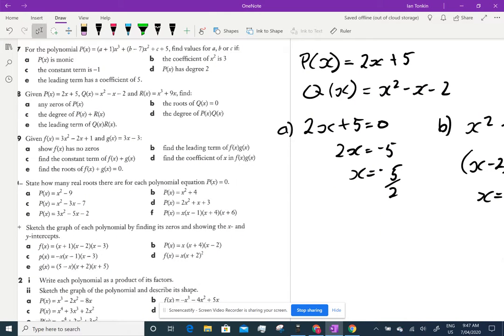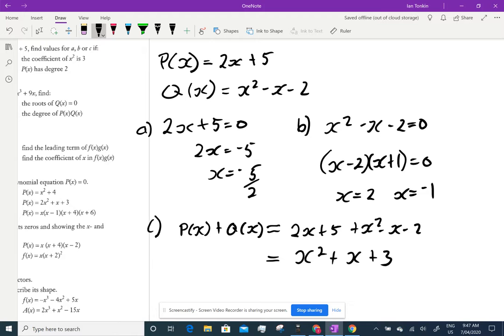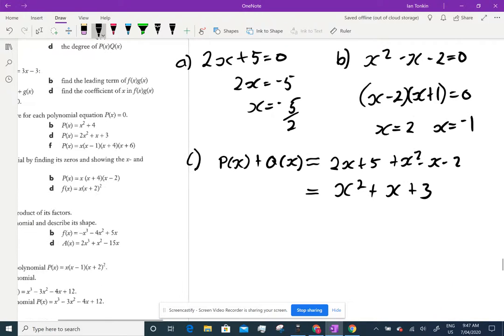The degree of p of x plus r of x. Well, if I add those together, I'm going to get p of x plus q of x. Now, I already know the degree. I don't actually need to go through the addition, but I'm going to. So it's 2x plus 5 plus x squared minus x minus 2. Now, I knew the degree wouldn't change. It gives me x squared plus x plus 3. So it has the degree of 2.